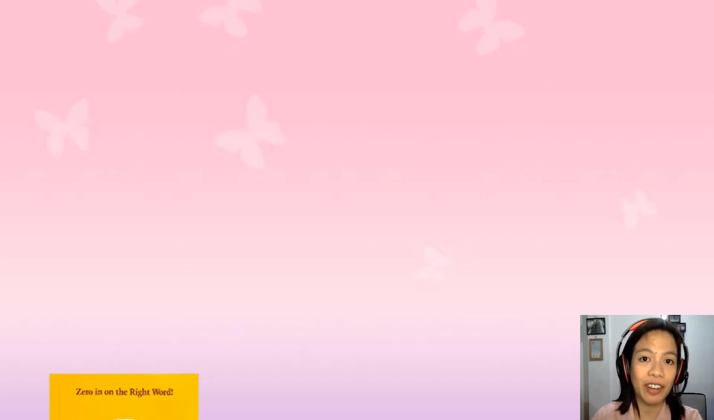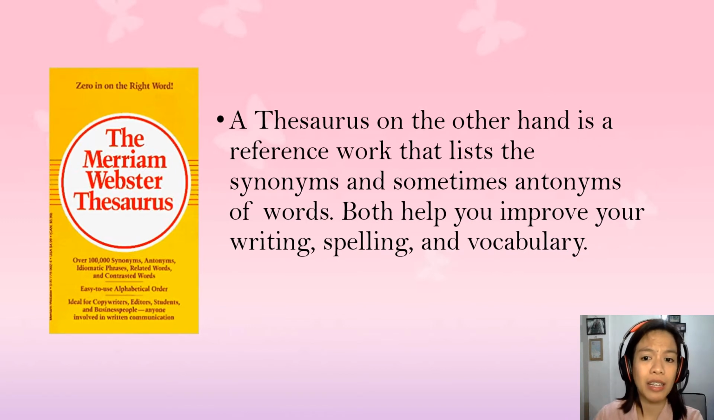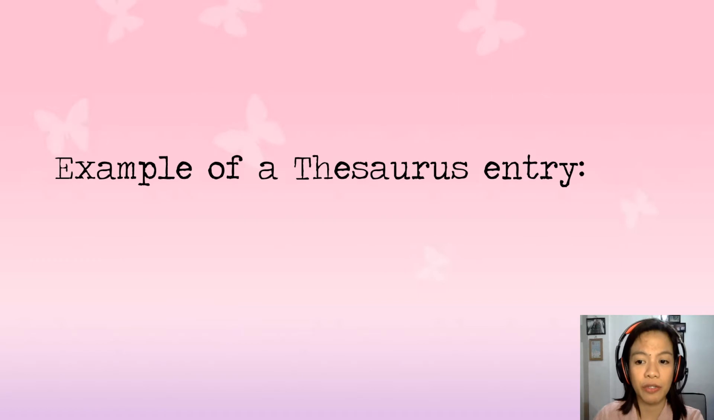Aside from the dictionary, we also use the thesaurus to clarify the meaning of unfamiliar words. What is a thesaurus? A thesaurus, on the other hand, is a reference work that lists the synonyms and sometimes antonyms of words. Both help you improve your writing, spelling, and vocabulary. Here is an example of a thesaurus entry.